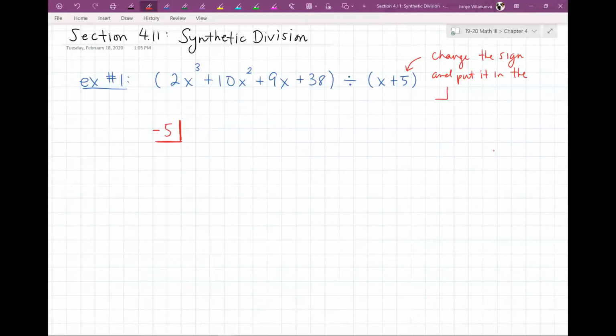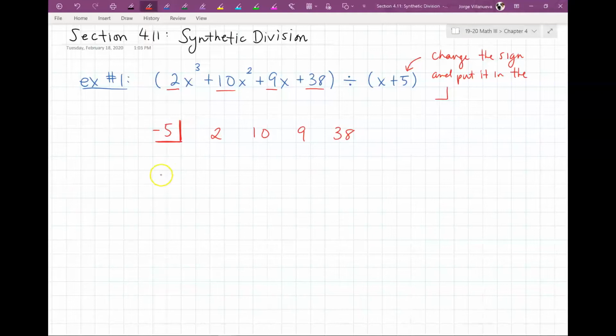Now what you're going to do after that is you're going to get every single coefficient only, okay? Only the coefficient. And you're going to list them: 2, 10, 9, 38. Okay, you're going to put them like that. All right, so far I took the opposite of what I'm dividing by, x plus 5. I got -5. I put in that little half box. And then I got my coefficients, 2, 10, 9, and 38. I line them up, okay?